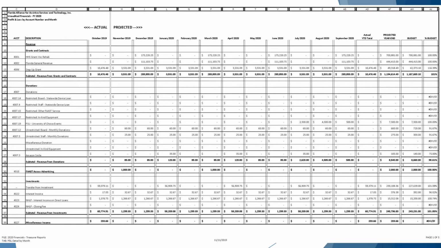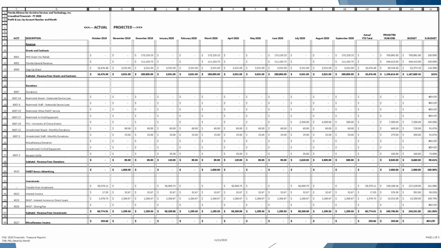Then we go down and we look at our donations. We break them out by restricted and unrestricted. So our restricted donations are anything that is given to the organization with kind of like an asterisk on them, meaning we want you to spend it on this. Unrestricted would mean you can spend it on whatever you want to spend it on. We also include miscellaneous donations here, meaning we don't know why someone gave us money. So we book it that way.